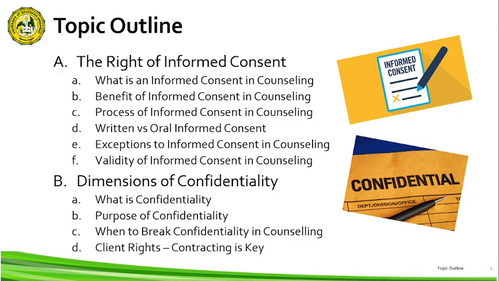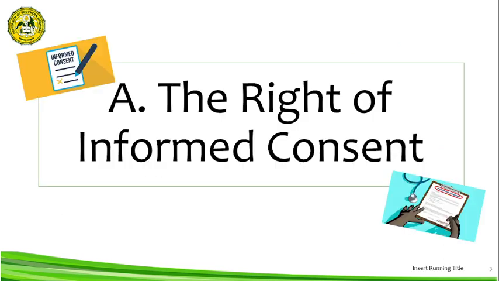So here's the topic outline of this report. First, on the part of the right of informed consent, I will first define what is an informed consent in counseling, its benefits, the process of informed consent. I will also discuss the difference of the written and oral informed consent, the exceptions to informed consent in counseling, and of course, the validity of informed consent in counseling. While on the part of the dimensions of confidentiality, first I will define what is confidentiality, the purpose of it, when to break confidentiality in counseling, and lastly is the client rights and contracting is key, or the summary of the dimensions of confidentiality. So first is the rights of informed consent.